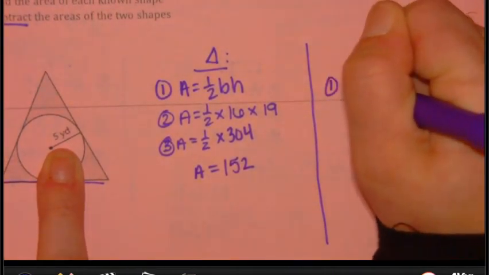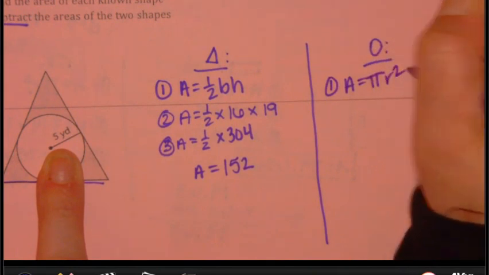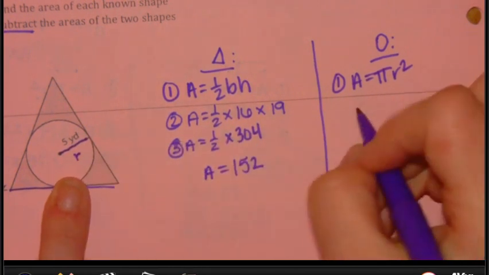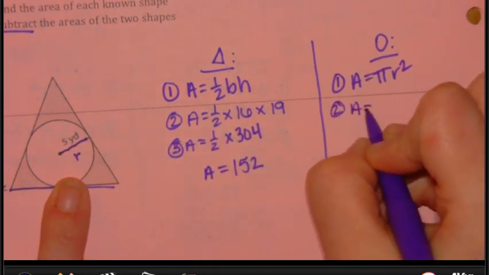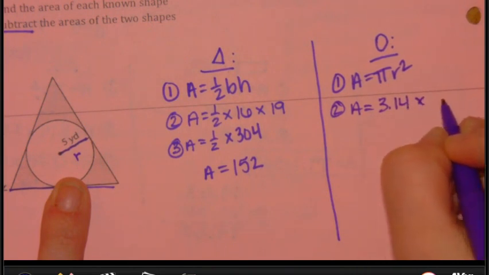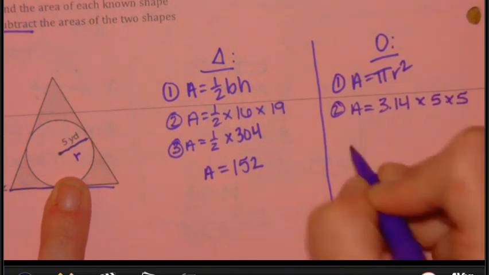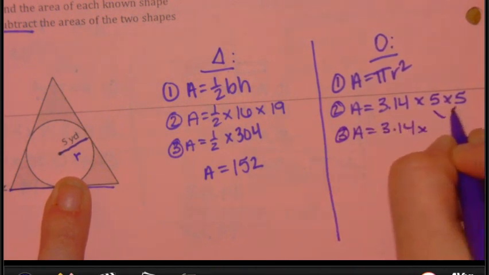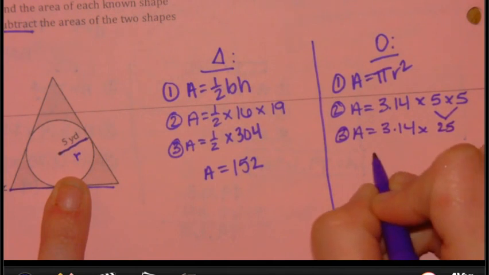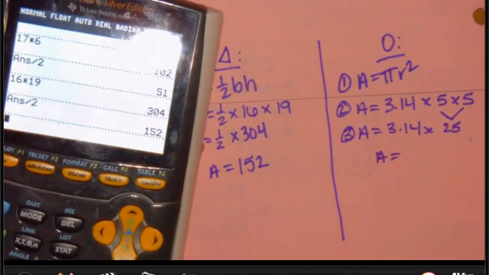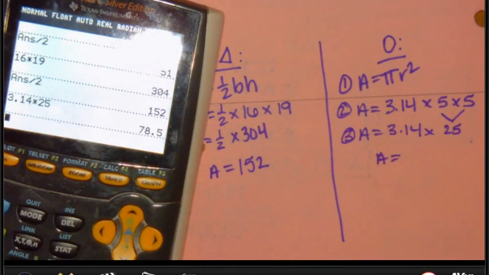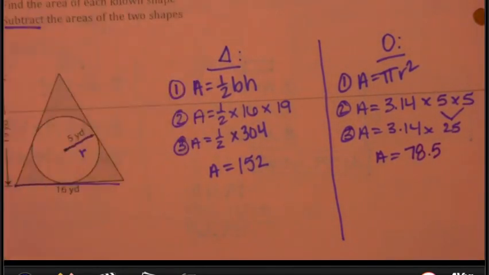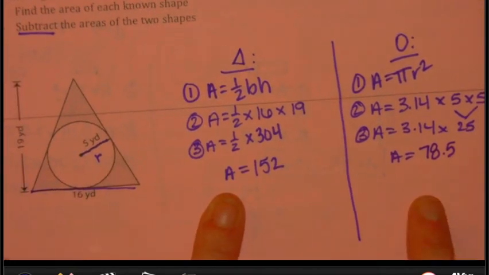Well, remember our formula is area is equal to pi r squared. I see that I have 5, and this is my radius. So I already know my radius. So I'm going to have 3.14 times 5 times 5. Area is equal to 3.14 times 25. And then I have an area of 3.14 times 25 is 78.5.